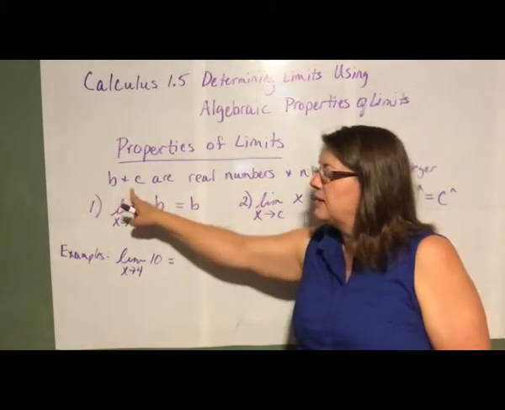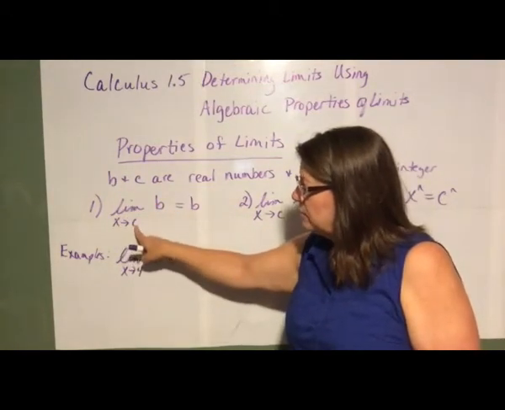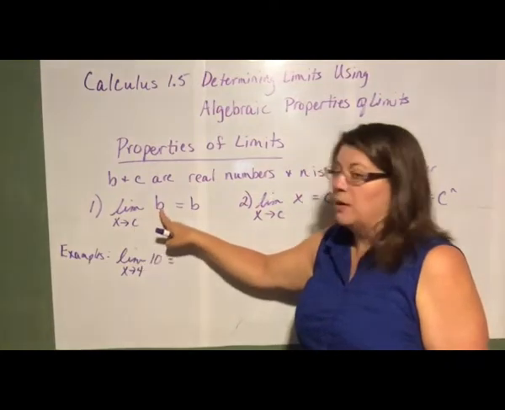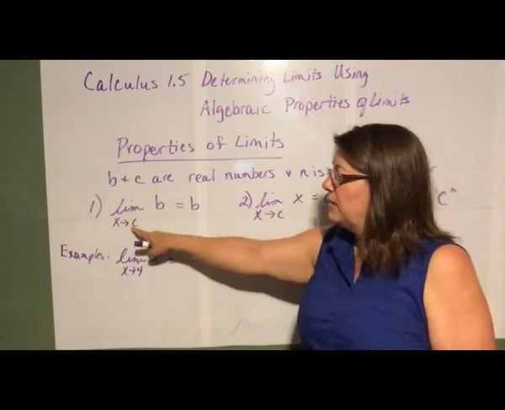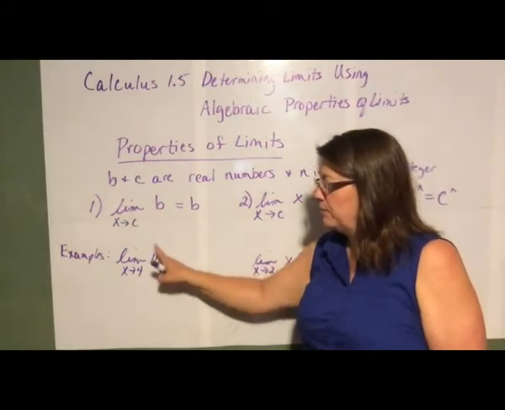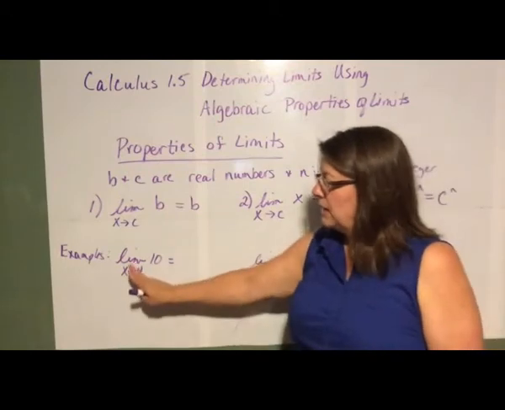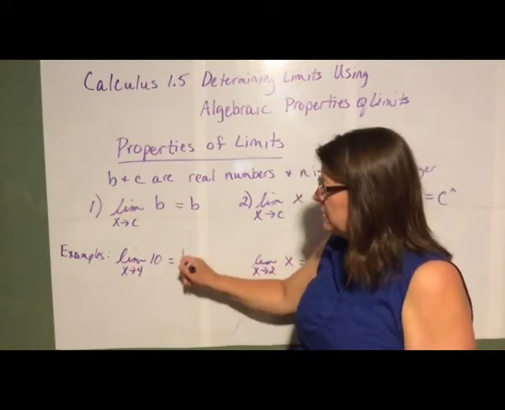Now remember, b and c are real numbers. So if c is a number and b is a number, and they could be the same or different numbers, it really doesn't matter, then the limit as you approach c is going to be equal to b. So here's an example. We want the limit as x approaches 4 of 10. Well, that is just going to be 10.